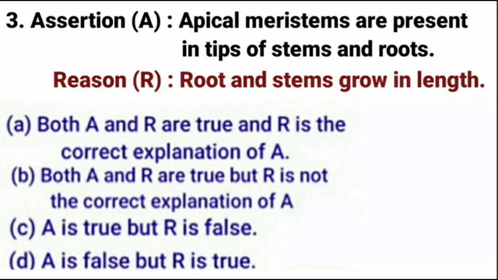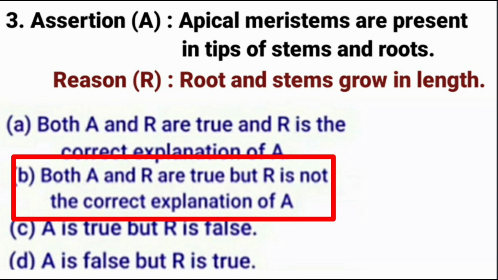Next question, assertion: apical meristems are present in tips of stems and roots. Reason: roots and stems grow in length. In this case, both statements are true, but reason is not the correct explanation of assertion. Apical meristems are present in tips of stems and roots because the cells at that region have the ability to divide and redivide. So, the correct answer is option B. Both assertion and reason are true, but reason is not the correct explanation of assertion.